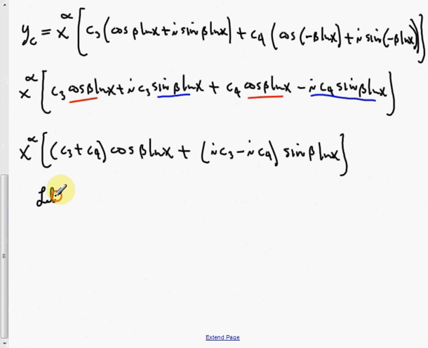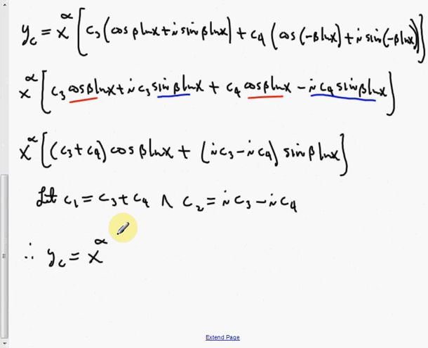We say let c sub 1 equal c sub 3 plus c sub 4, and let c sub 2 equal i c sub 3 minus i c sub 4. This imaginary unit is a constant as well. It's just the square root of -1, right? So then that implies that y sub c becomes x to the alpha times the brackets c sub 1 times cosine of beta natural log of x plus c sub 2 times sine beta natural log of x.